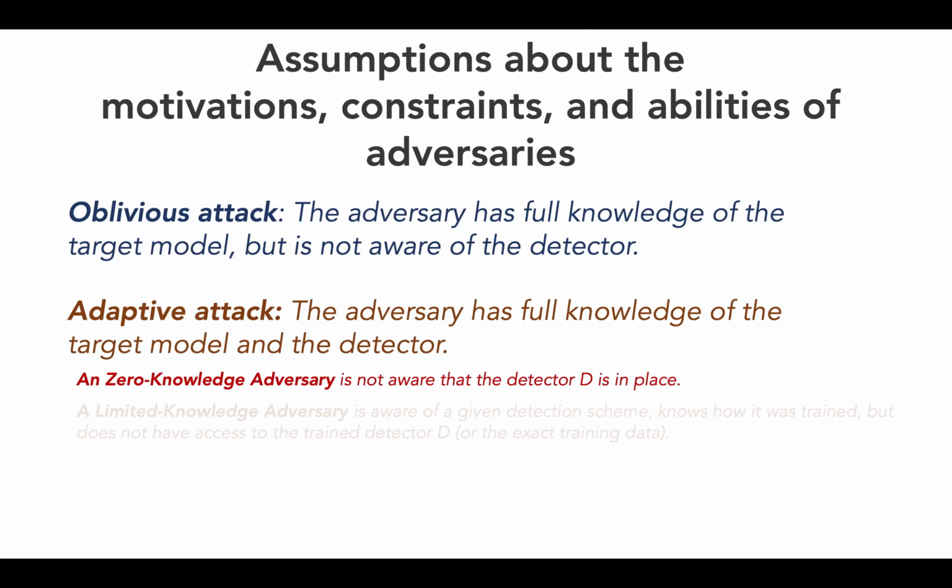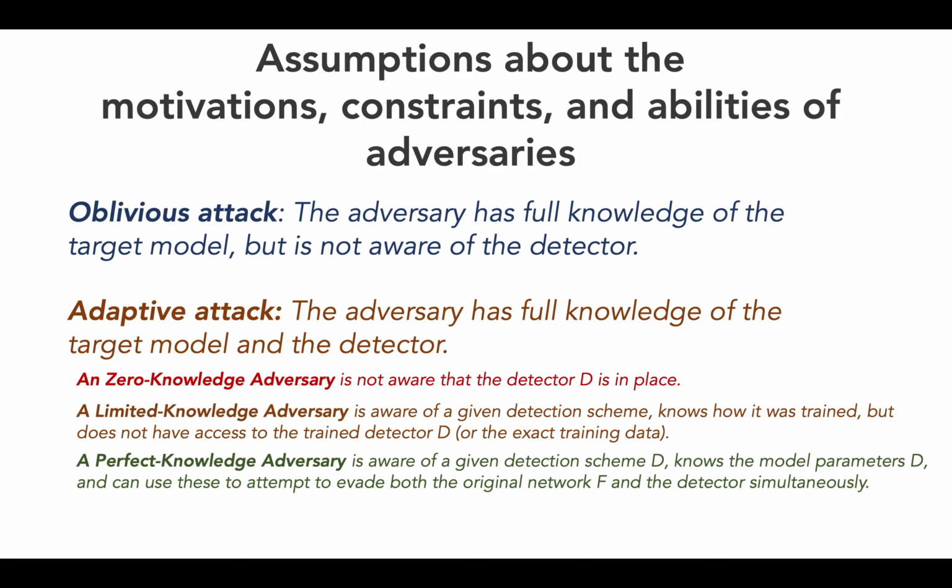On the other hand, an adaptive attack is one in which the adversary has not only knowledge of the target model, but also of the defense mechanism. And so recent work has shown that it is very important for a defense to assume an adaptive attacker, because doing otherwise would be fatal for your defense. It will be very easily broken.